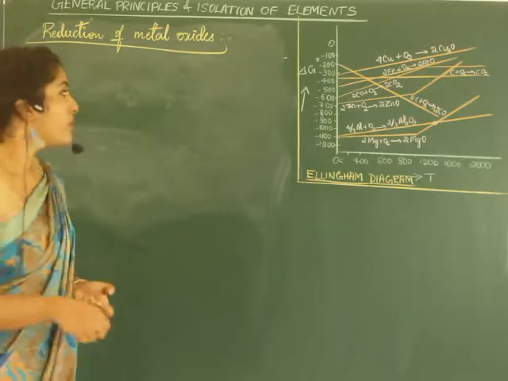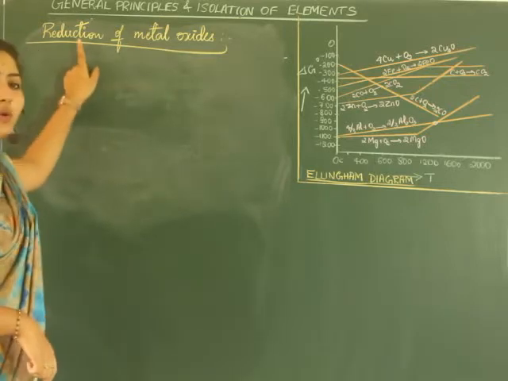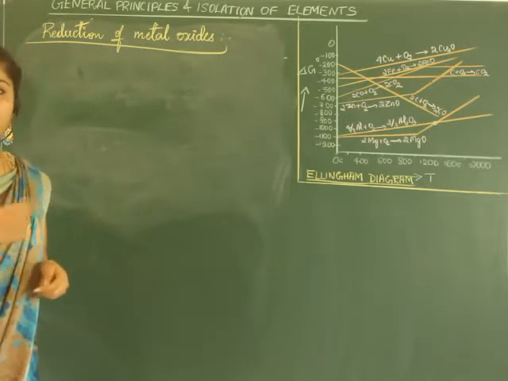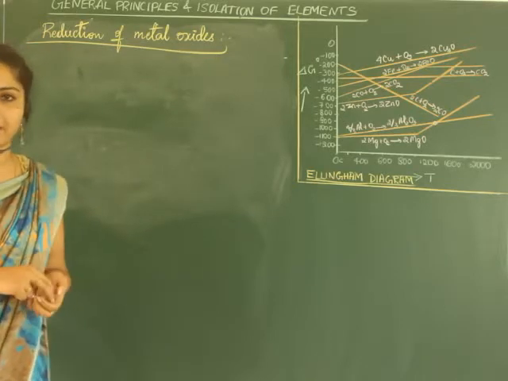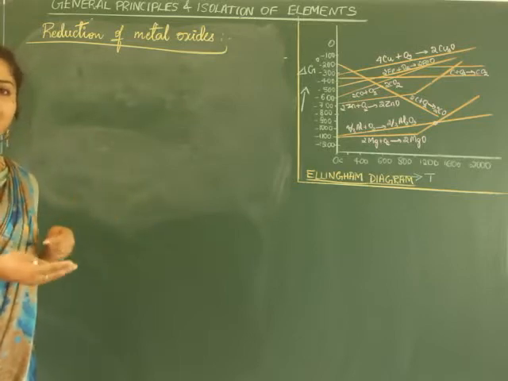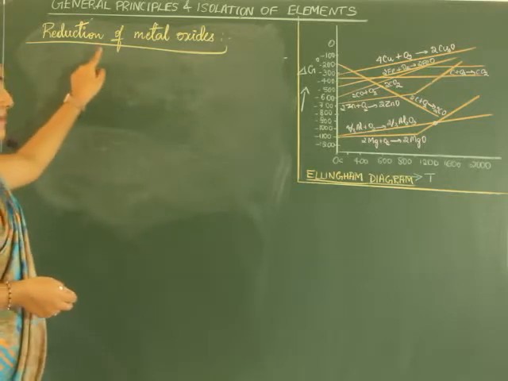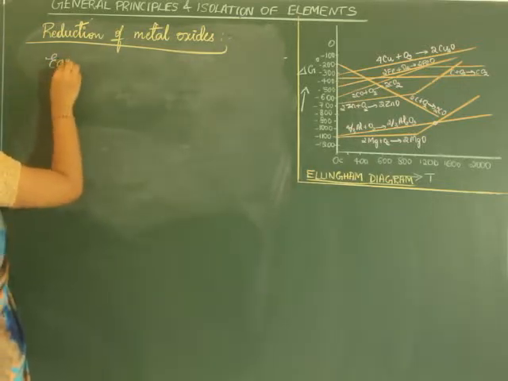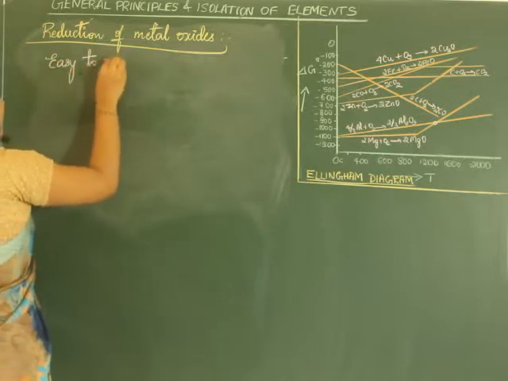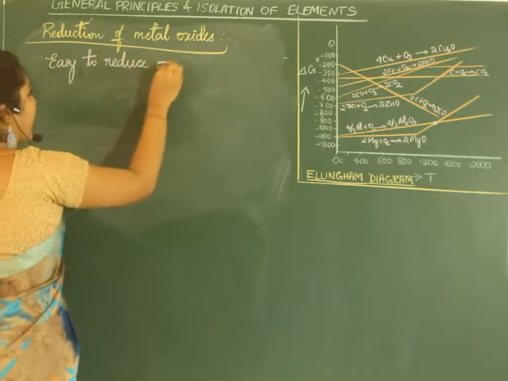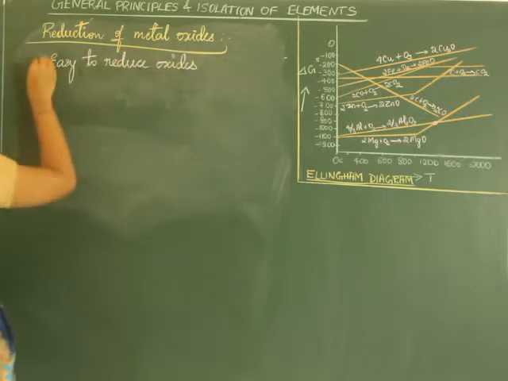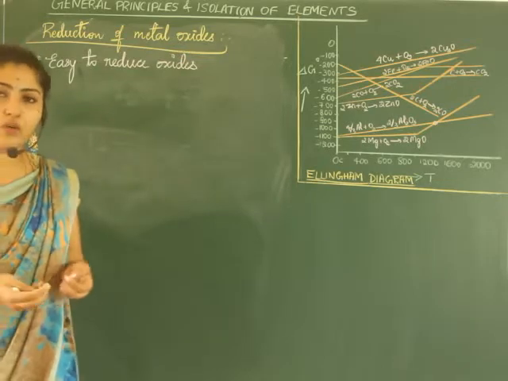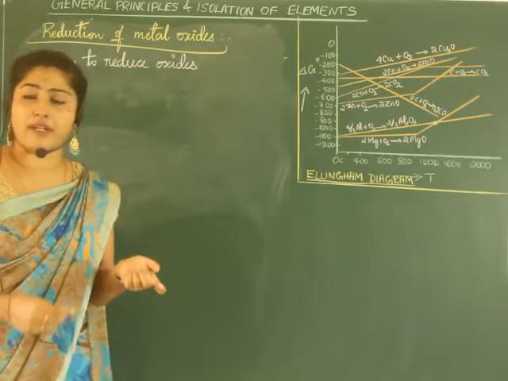So what are we doing now? We have to subject that particular ore to reduction. You have studied what is reduction, isn't it? It is gaining of electrons or removal of oxygen, we say. Now we have to subject it to reduction. So before subjecting it to reduction, remember, it is easy to reduce oxides than any other form of ores. It is easy to reduce oxide ores than reducing sulfide ores or carbonate ores or so on.